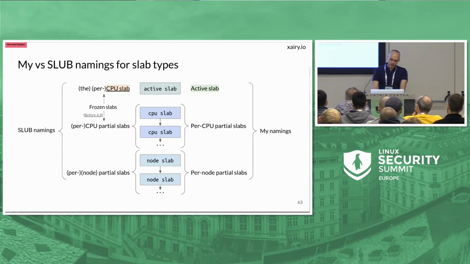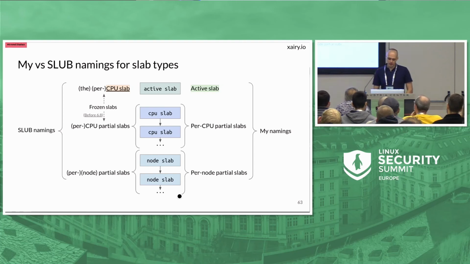So a bit more detail about the namings. I already mentioned the active slab, so I use a slightly different naming scheme for naming the slabs. Inside of the kernel code, you will find either the CPU slab or just CPU slab for the active slab. For the per CPU partial slabs, they're named more or less similarly in the source code and my presentation. They're called per CPU partial slabs or just CPU partial slabs.